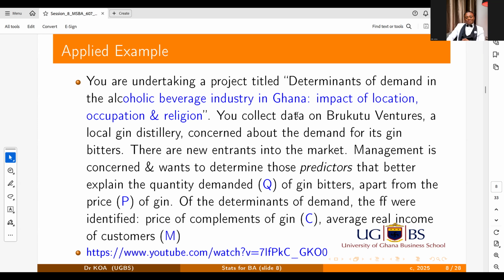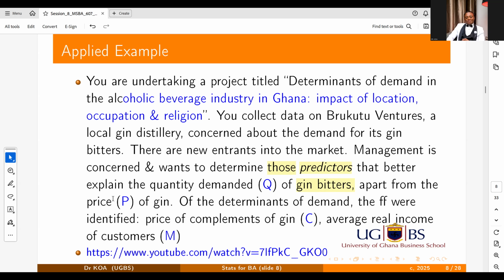Now you decide to collect a data set of Burukutu Ventures. It's a local gin distillery, and it is highly concerned about the demand for its bitters. Why? Because there are new entrants into the market. So competition is fierce. Management wants to know those predictors, those factors that will better explain the quantity demanded of gin bitters.